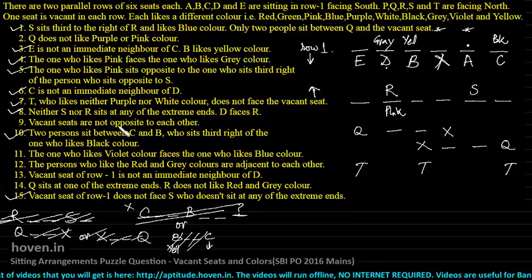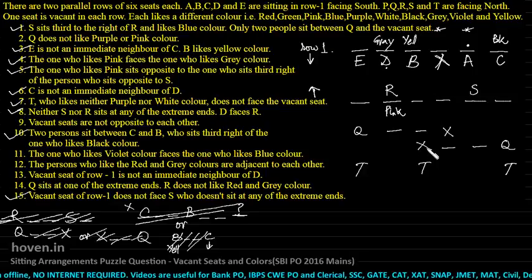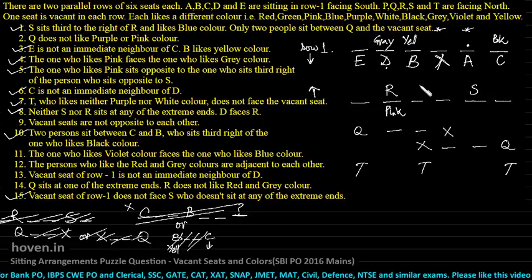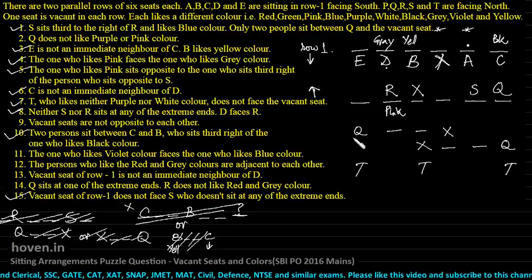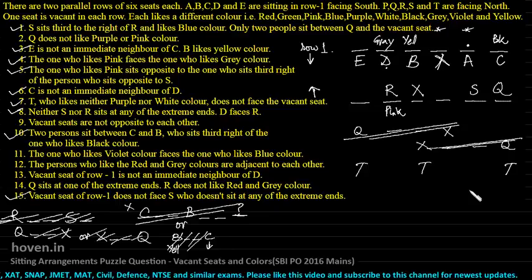Now vacant seats are not opposite to each other. This means X was coming at either of these positions. X can't come here because of this condition, because they can't be opposite to each other. So this brings a grand placement of X and Q, because X could come either here or here, and X cannot come opposite to X. So X comes here and Q comes at this position. This means I have consumed this also and consumed this also.